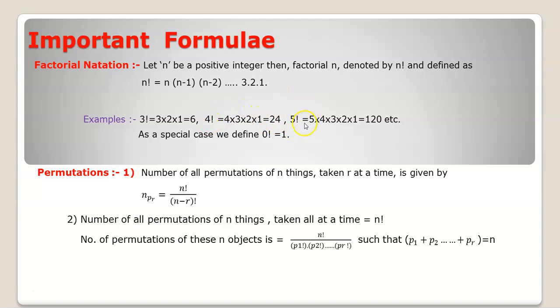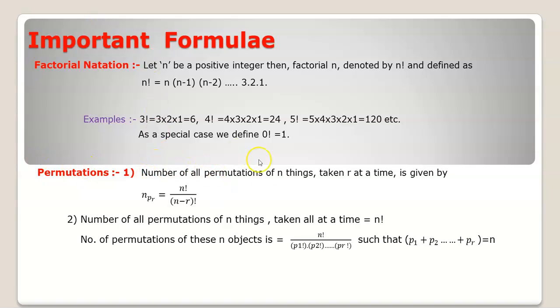5 factorial equals 5 into 4 into 3 into 2 into 1, that is 120, and so on. As a special case, we define 0 factorial as 1, and 1 factorial is 1. 2 factorial is 2 into 1, and then 3 factorial, 4 factorial and so on. Now permutations are very important.